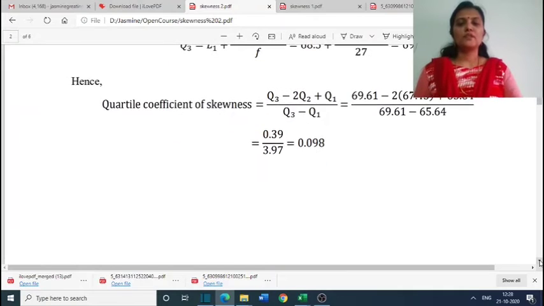Hence the quartile coefficient of skewness is Q3 minus 2Q2 plus Q1 divided by Q3 minus Q1, which is equal to 69.61 minus 2 into 67.43 plus 65.64, divided by 69.61 minus 65.64, which is equal to 0.39 by 3.97, which is equal to 0.098.